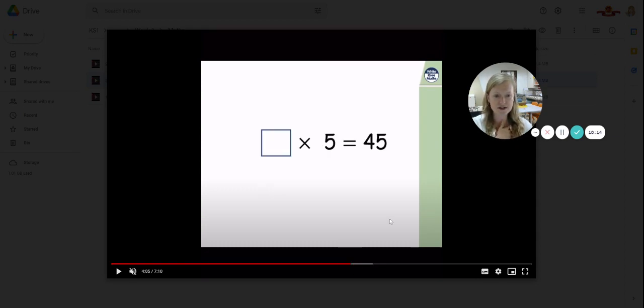Oh, we have another missing number. Can't do it. Oh, yes we can. Of course we can. We can count in 5s and count how many hops it takes us to get to 45. You ready to do it? 5, 10, 15, 20, 25, 30, 35, 40, 45. I have one extra finger. It was 9 hops. So our missing digit is 9. 9 multiplied by 5 equals 45. Or we could say that 5 multiplied by 9 is 45 too.